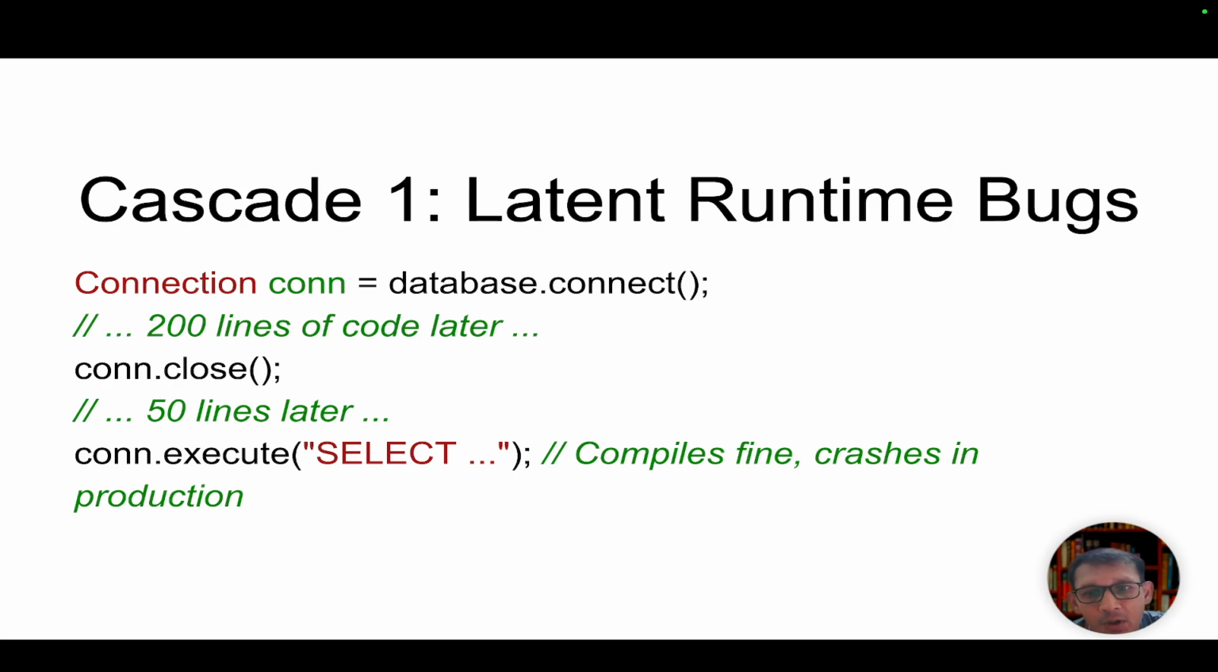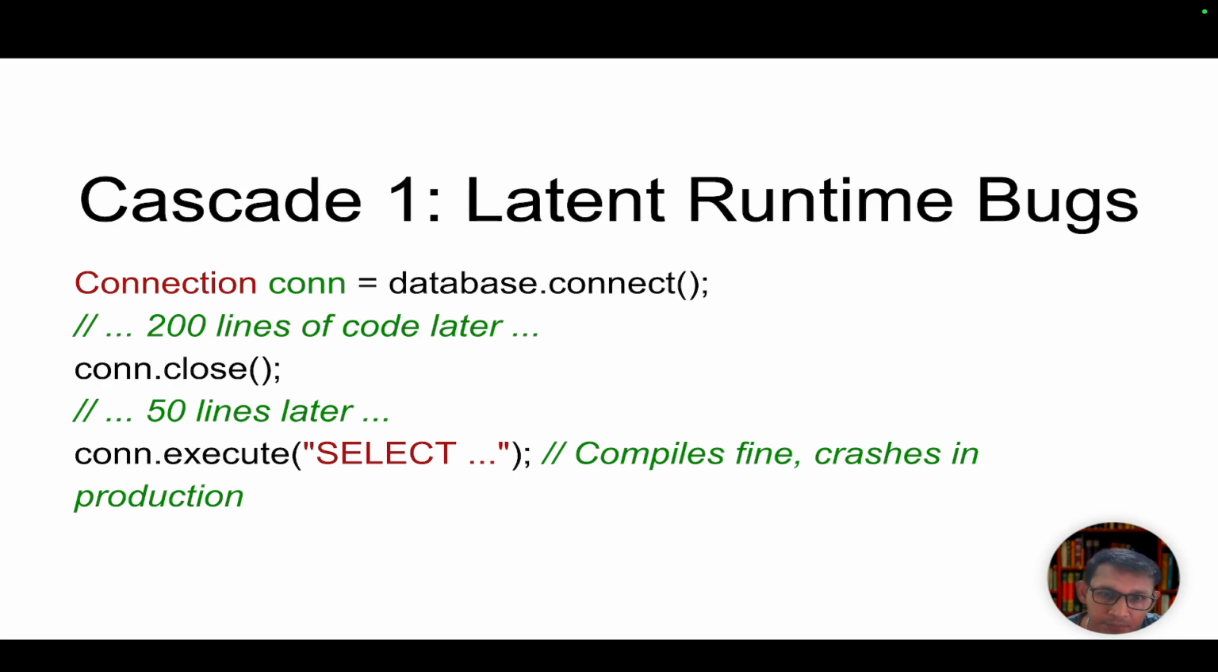When method call protocols aren't encoded in types, complexity explodes throughout your code base in predictable ways. Let me show you how exactly this happens. First, you get latent runtime bugs.